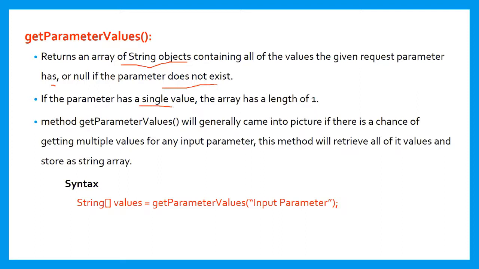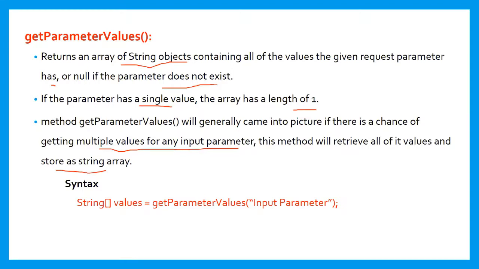The getParameterValues method will generally come into the picture if there is a chance of getting multiple values for any input parameter. This method will retrieve all of its values and store them as a string array. For example, if I take a checkbox, a checkbox can have multiple values. In that case, I will make use of the getParameterValues method.